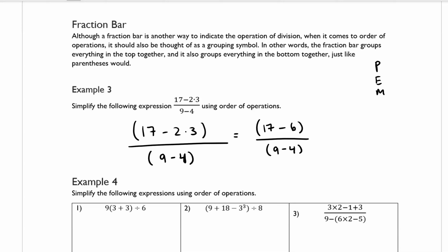And since the only remaining operations in both sets of parentheses is subtraction, I can go ahead and do those now. So 17 minus 6 is 11, and then 9 minus 4 is 5. And 11 is not divisible by 5, so we can keep it a fraction like this. So our final answer is 11/5.